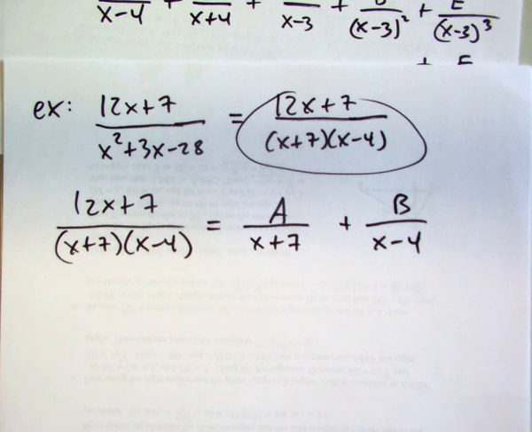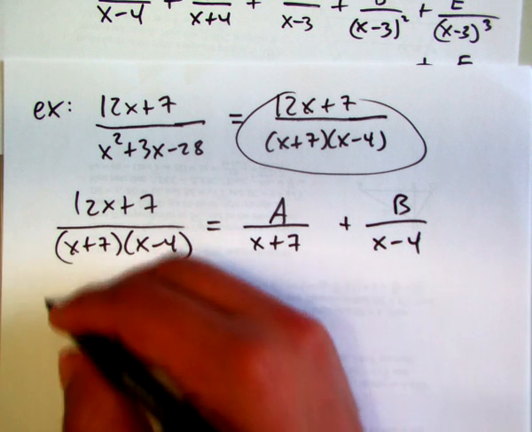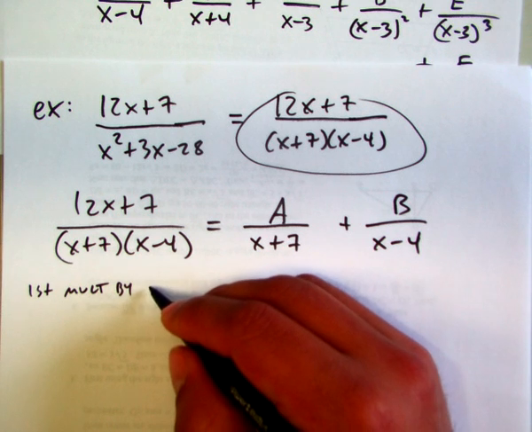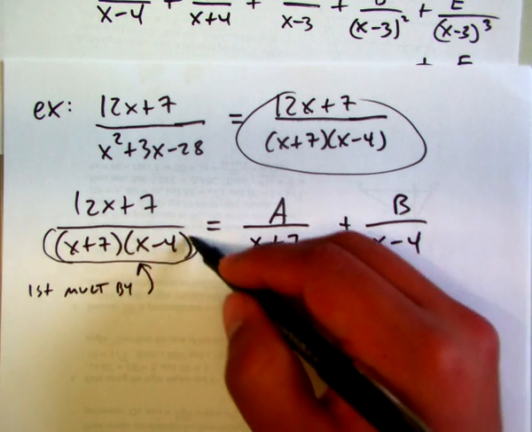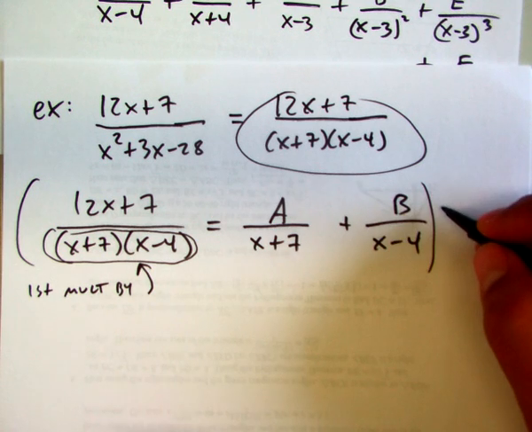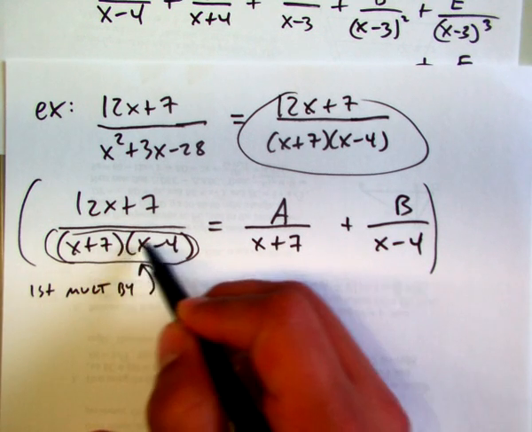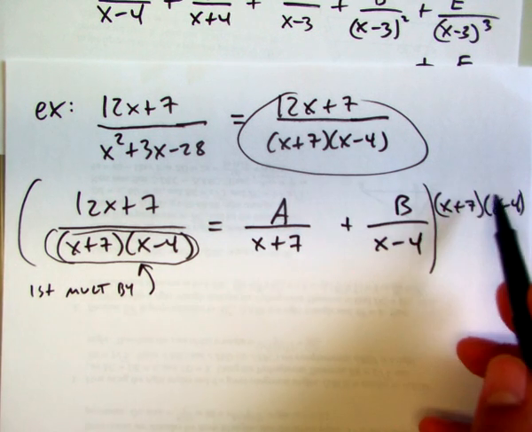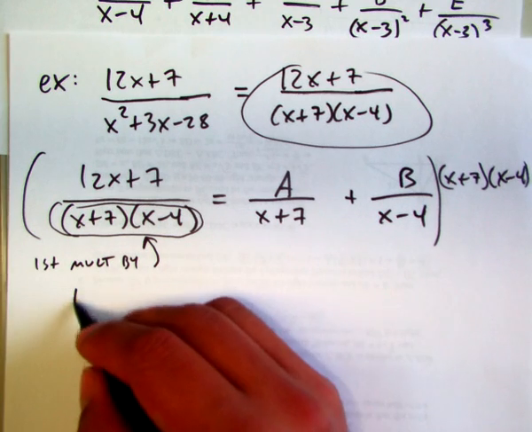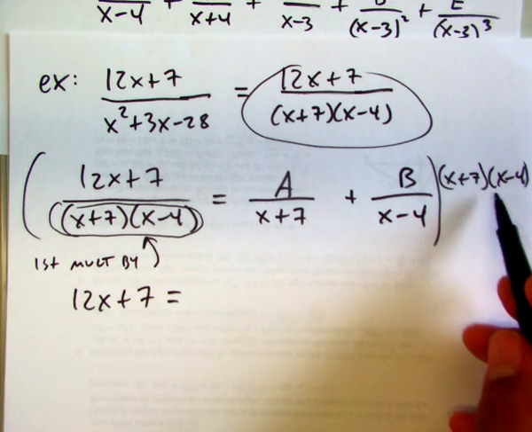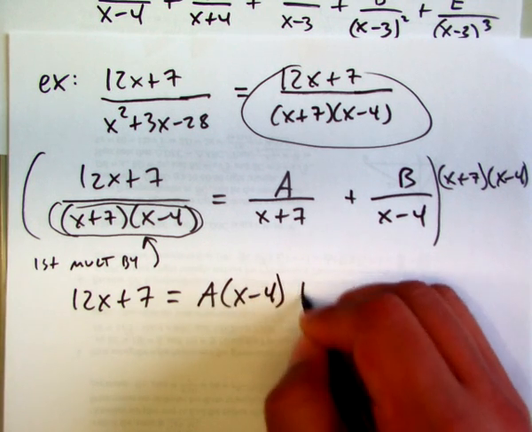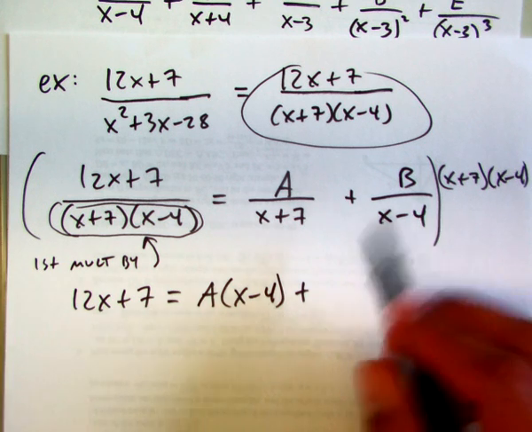And now your job is to find what A and B are. To solve, the first thing you do is multiply by the denominator that you see here. If you multiply everything by (x + 7)(x - 4), that cancels out the left denominator, leaving you with just 12x + 7. On the right-hand side, the x plus 7 cancels with the x plus 7, so you just get A times (x - 4). And the x minus 4 cancels with the x minus 4, so you get B times (x + 7).